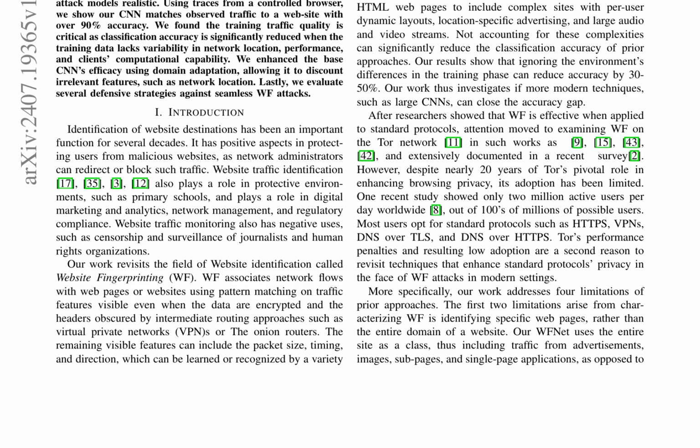The paper also discusses the limitations of prior WF approaches, including their reliance on heuristics to find page boundaries and their unrealistic attack models. The proposed seamless WF attack model relaxes these assumptions, allowing the attacker to observe 500 contiguous packets anywhere in the TCP stream. The results show that this approach significantly increases the difficulty of attacks.